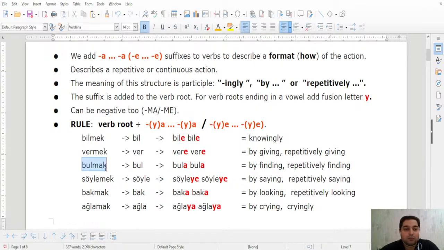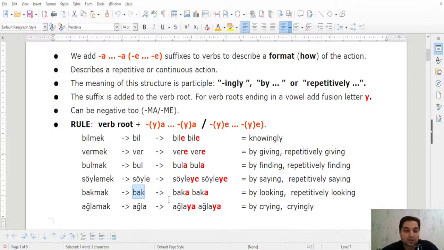Look at bulmak now. Bulmak, the root is bul. You will add a, which makes it bula bula, right? By finding, or repetitively finding. Then you have söylemek. Söylemek ends in a soft vowel, right? Therefore you add this fusion letter ye in between for both cases. So you would say söyleye söyleye. Söyleye söyleye gittim. I went saying something. By saying or repetitively saying something.